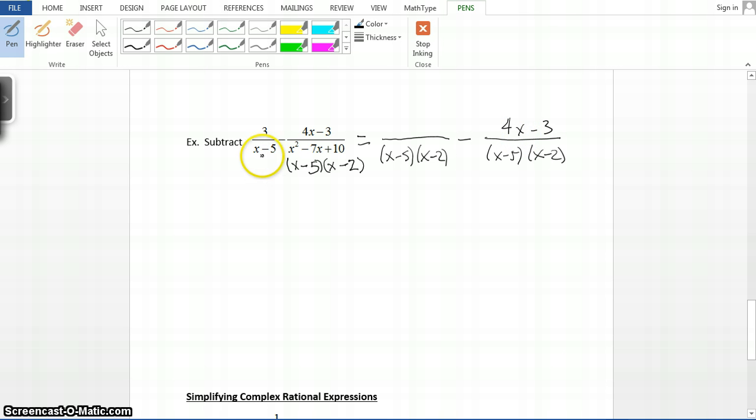Now let's deal with the first one. The original denominator was x minus 5, and you see my common denominator has both factors there. What changed was the factor of x minus 2 multiplied by x minus 2 in the denominator, so I have to do the same thing to the numerator. My original numerator was 3, so it has to be multiplied by x minus 2. Alright, so now you can see the denominators match.